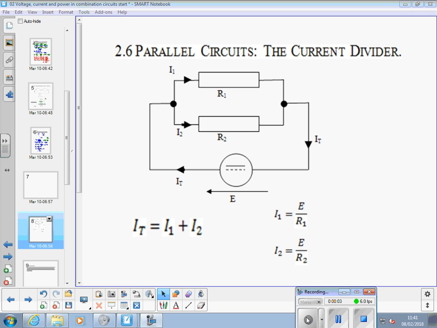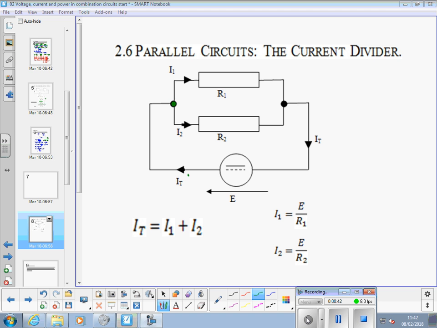So, parallel circuit, commonly known as current divider. Okay, so when we connect two resistors or more across each other, we create a parallel circuit. It's said to be connected in parallel. What we get then is, here's our voltage arrow for the source. We've got a total current flowing from that source.